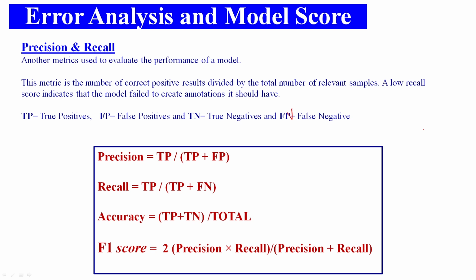So what is recall? Recall represents how well a model can identify actual positive cases. It is the number of true positive predictions divided by the total number of actual positive instances. So recall is true positives divided by true positives plus false negatives. It measures the ability of the model to capture all the actual positive instances.